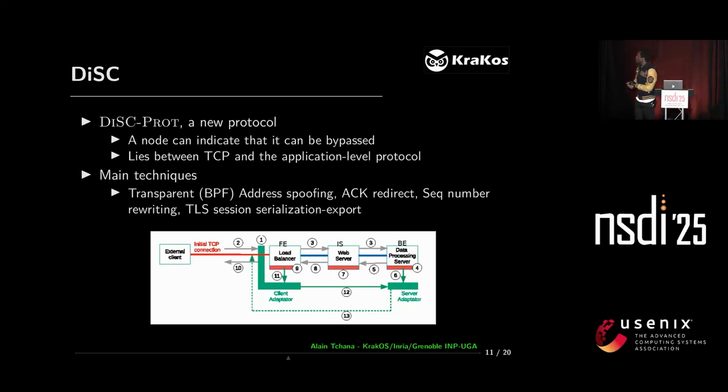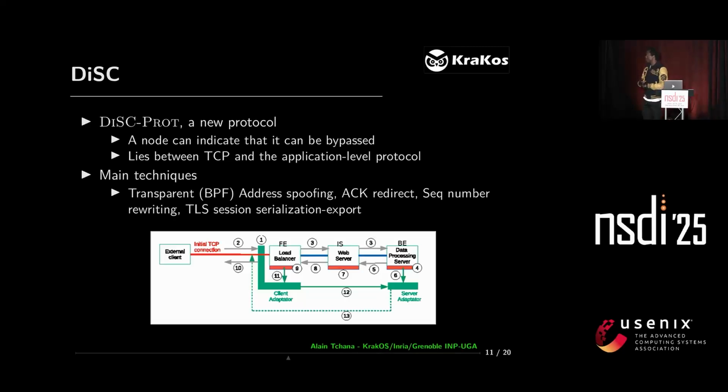We use several techniques. First of all, BPF for kernel modification, which I will present quickly. We want to intercept the communication between the external client and the load balancer, and forward the request to the backend, or modify the backend to directly send the response to the client, but using the same TCP connection. So we do it at the kernel level using BPF.